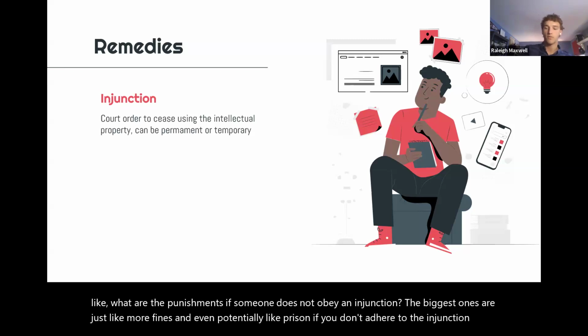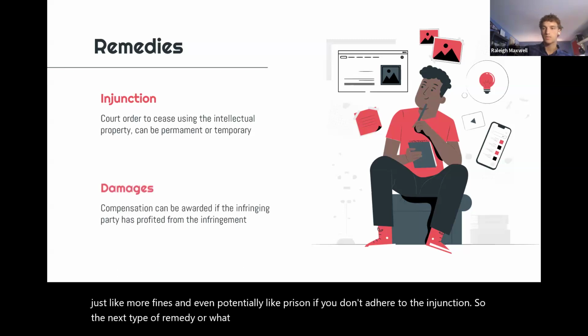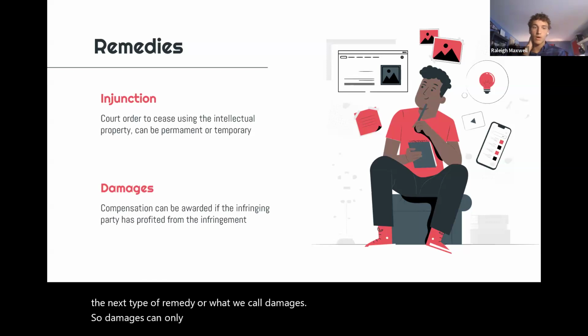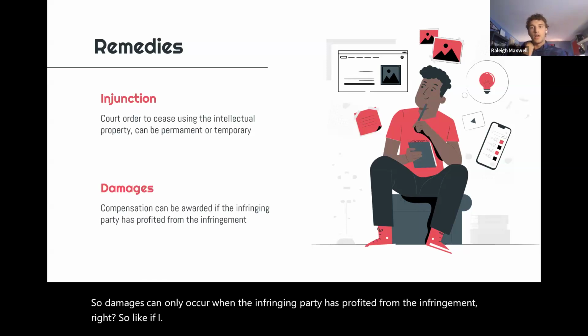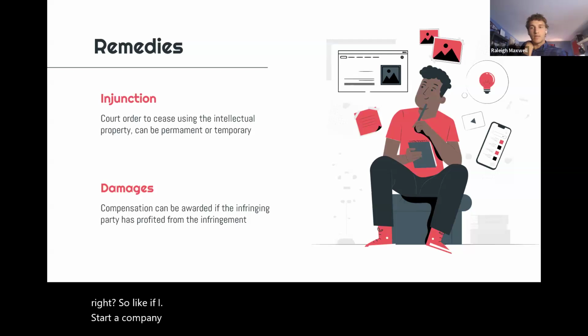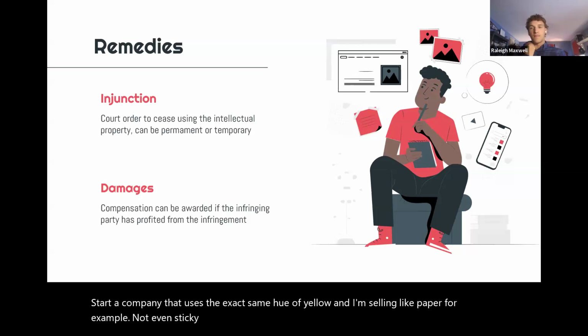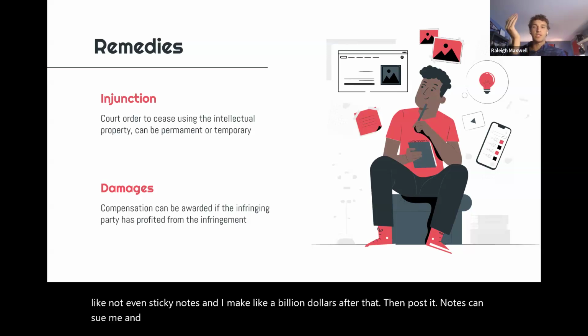So the next type of remedy is what we call damages. Damages can only occur when the infringing party has profited from the infringement, right? So if I start a company that uses the exact same hue of yellow and I'm selling paper, for example, not even sticky notes, and I make $1 billion off of that, then Post-it notes can sue me and get the damages from the profits I have earned on their hue of yellow.